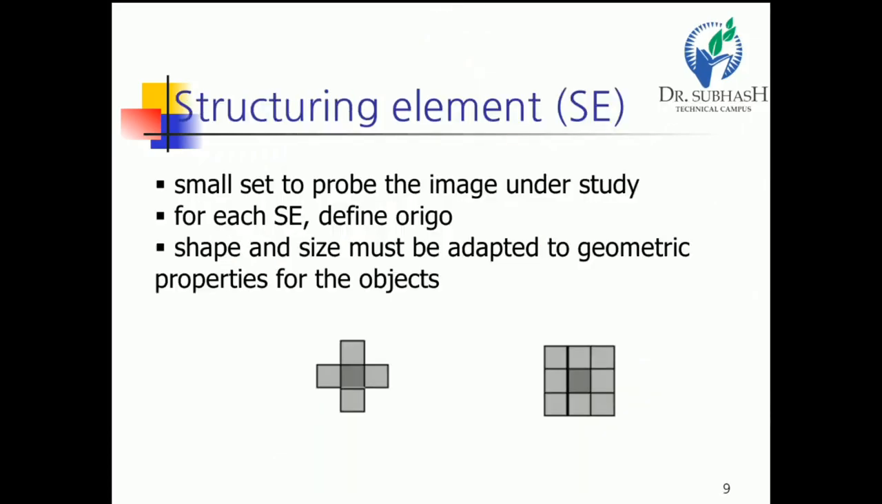Now the structuring elements. A structuring element is nothing but a small set of probes used to study the image. We can study the entire image by using the small set of probes. First, the image can be descriptively converted into smaller sets. For each structuring element we define the origin. Shape and size must be adapted to the geometric property of each object. So we are using the small set of probes as the structuring elements.